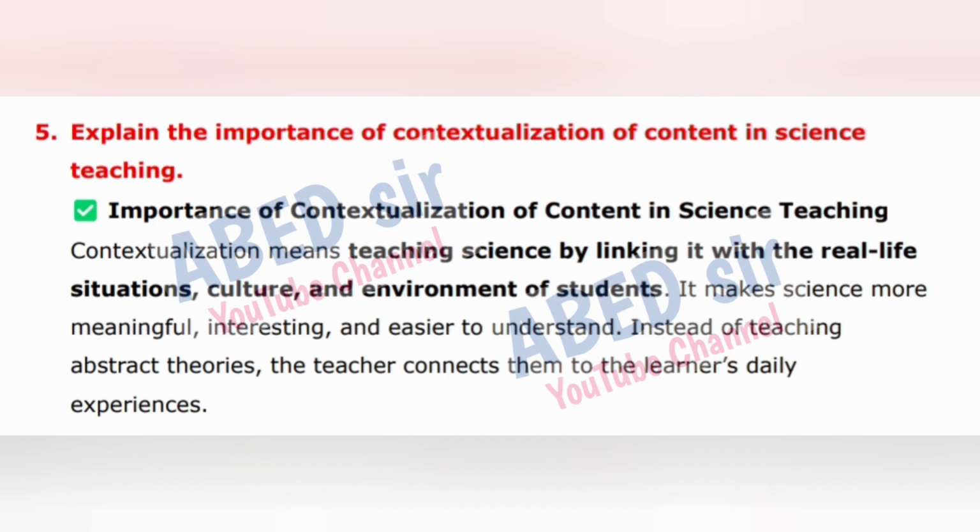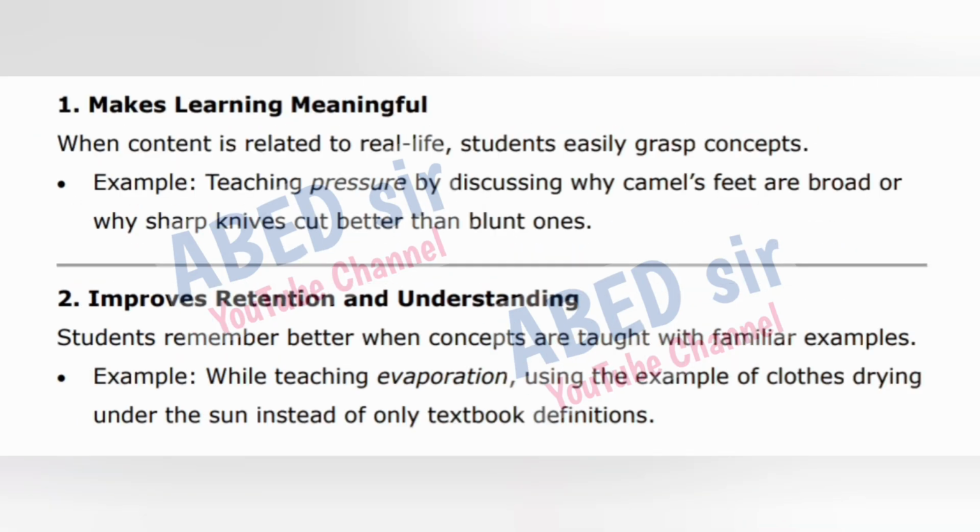Contextualization means teaching science by linking it with the real-life situations, culture, and environment of students. It makes science more meaningful, interesting, and easier to understand. Instead of teaching abstract theories, the teacher connects them to the learner's daily experiences. 1. Makes learning meaningful. When content is related to real life, students easily grasp concepts. Example, teaching pressure by discussing why camels' feet are broad or why sharp knives cut better than blunt ones.